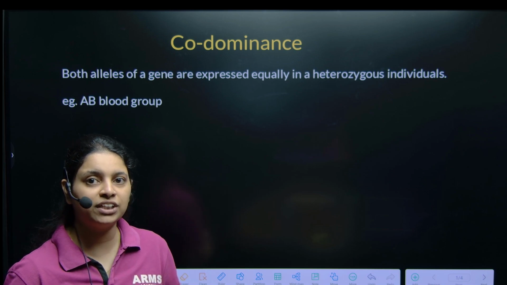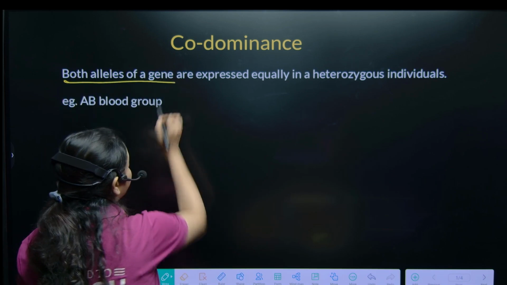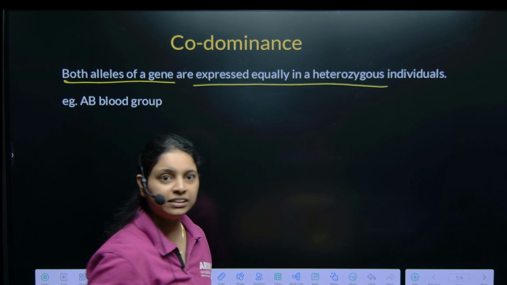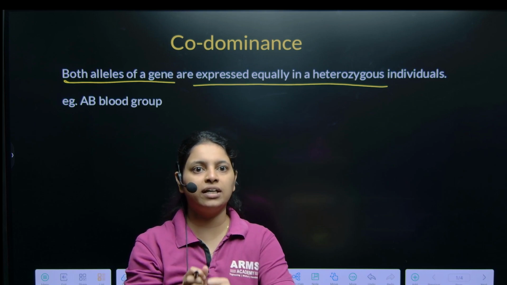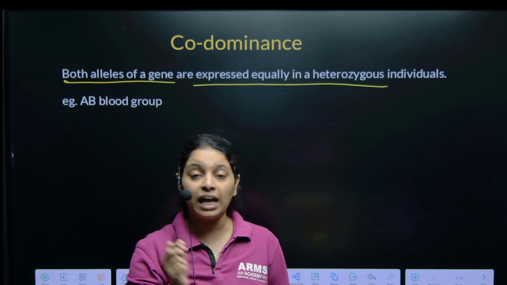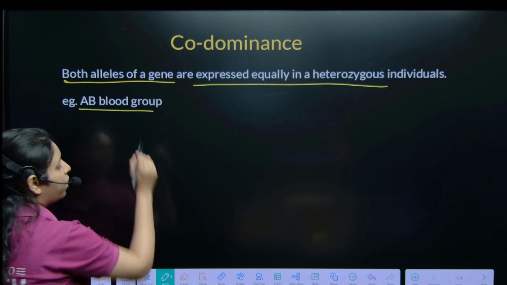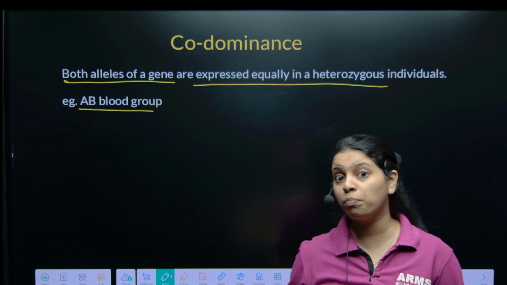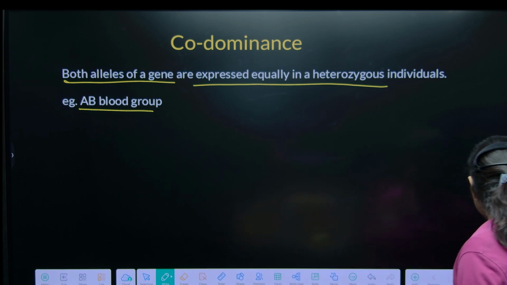As the name suggests, codominance. Here, both the alleles of a gene are expressed equally in heterozygous individuals, right? Both the alleles are expressed together in the hybrid. And the classic example to study codominance is the AB blood group. So let's take the example of the ABO blood grouping system and understand the concept of codominance.